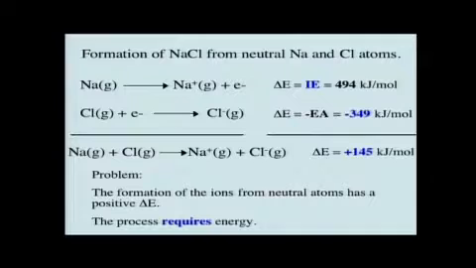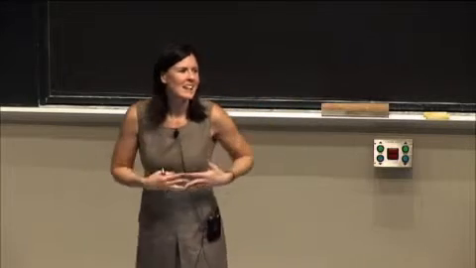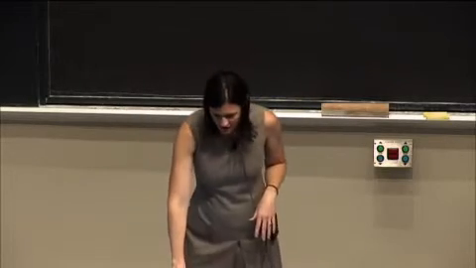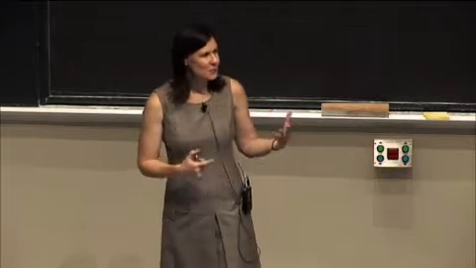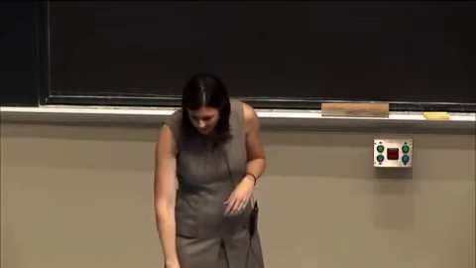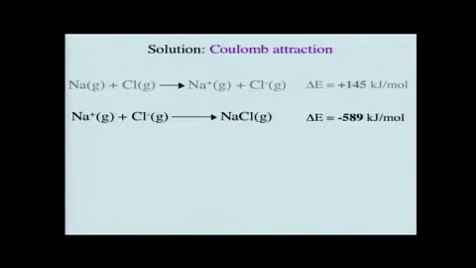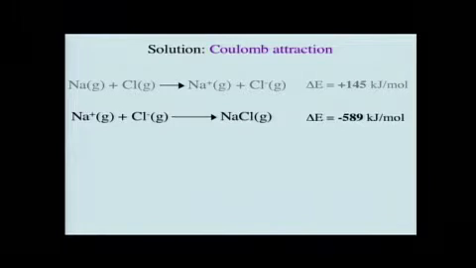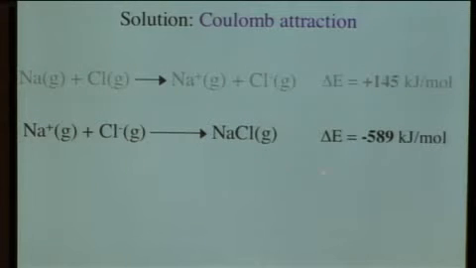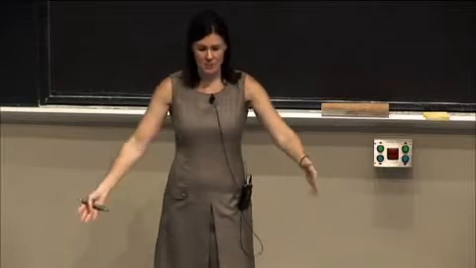So another way to say this is this process actually requires energy. It does not emit energy. It does not give off excess energy. It requires energy. So we need to think about how can we solve this problem in terms of thinking about ionic bonds. And the answer is Coulomb attraction. So there's one more force that we need to talk about, and that is when we talk about the attraction between the negatively and the positively charged ions, such that we form sodium chloride. So this process here has a delta energy, a change in energy of negative 589 kilojoules per mole. So that's huge. We're giving off a lot of energy by this attraction.